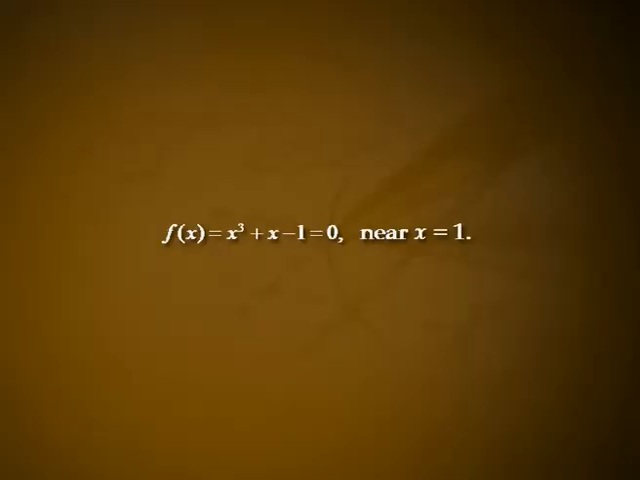Example 1. Using the Regula-Falsi method, find a real root of the equation f(x) equal to x cubed plus x minus 1 equal to 0 near x equal to 1. Solution.